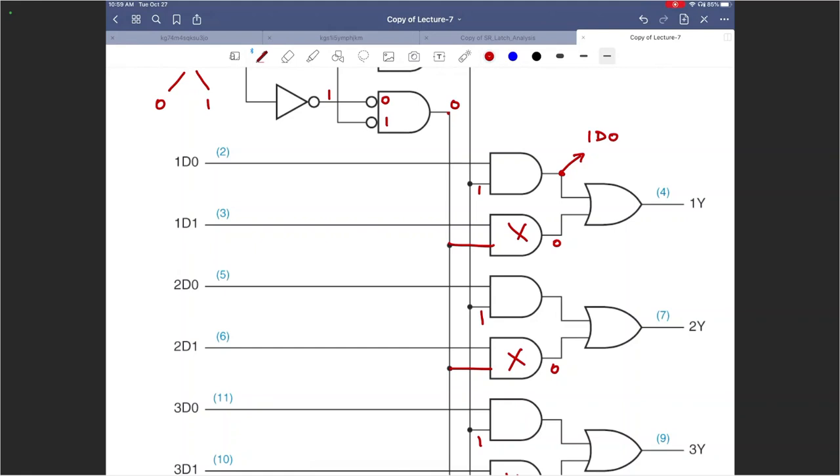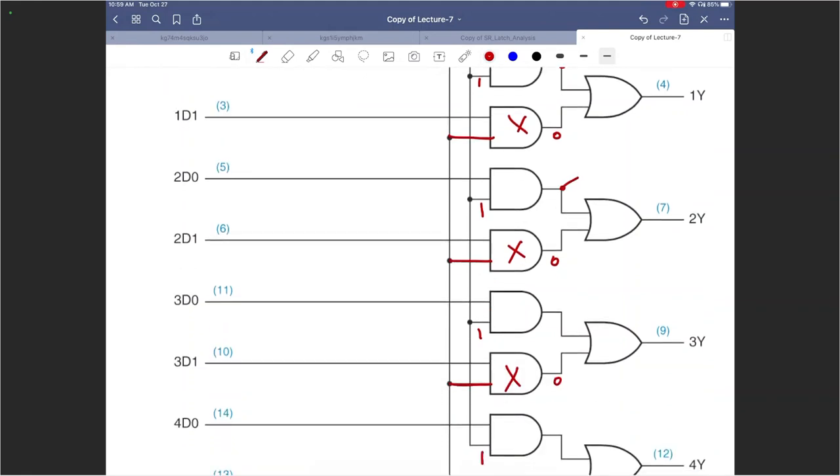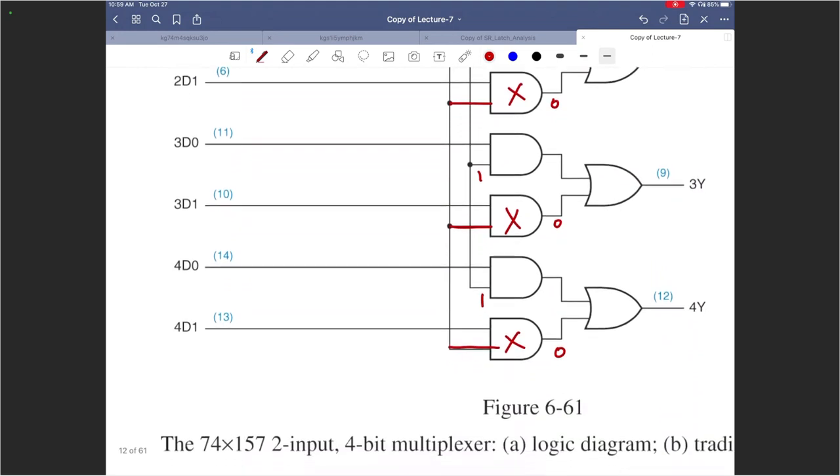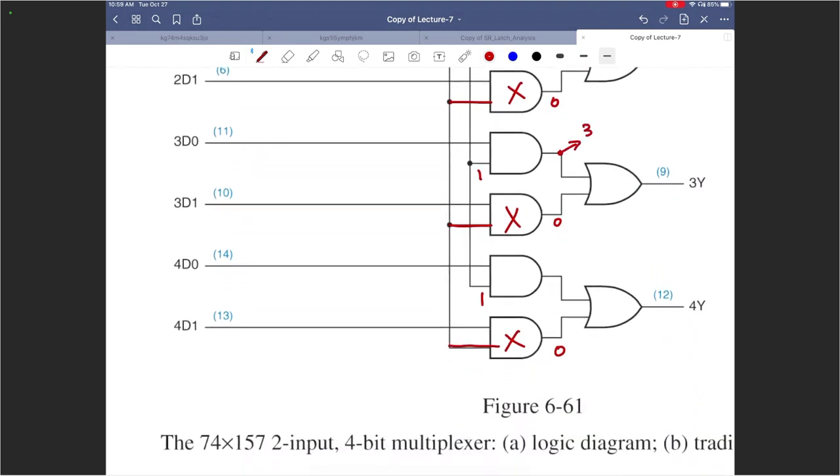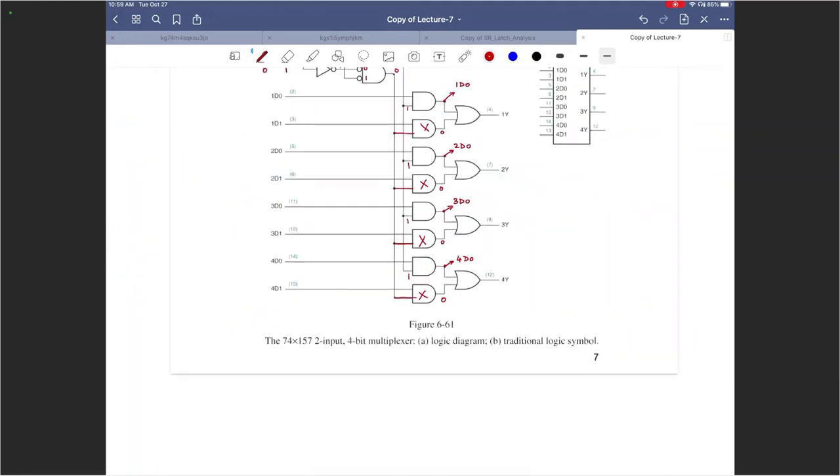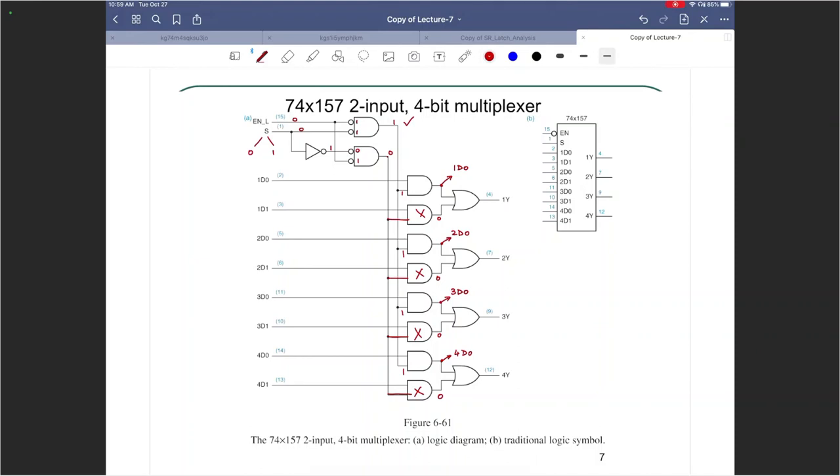1D0. Similarly, this one is going to be 2D0, this one is going to be 3D0, and this one is going to be 4D0. They are all going through OR gates, 4 OR gates, which means 1D0 OR 0 is going to be 1D0 here, 2D0 here, 3D0 here, and 4D0 here. So that's exactly what we need.